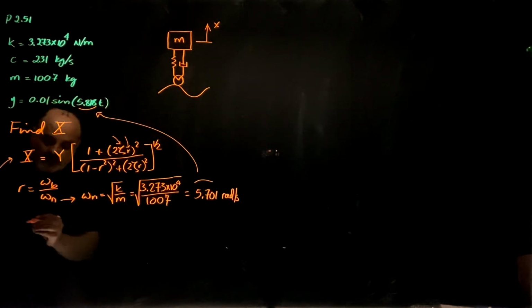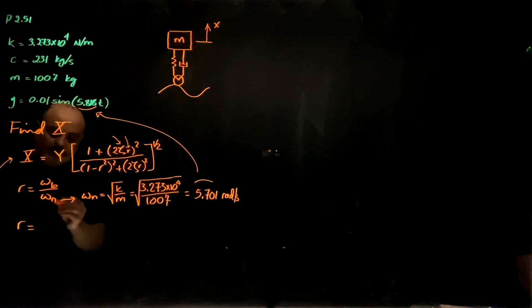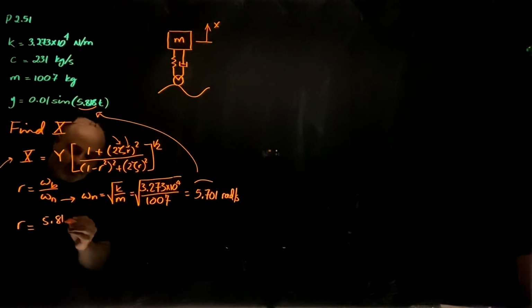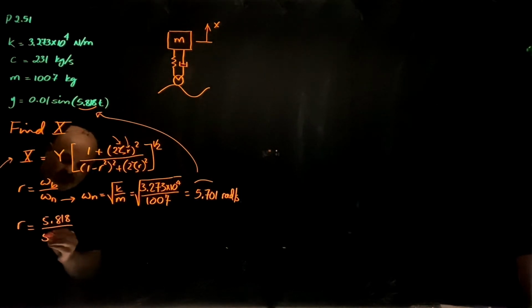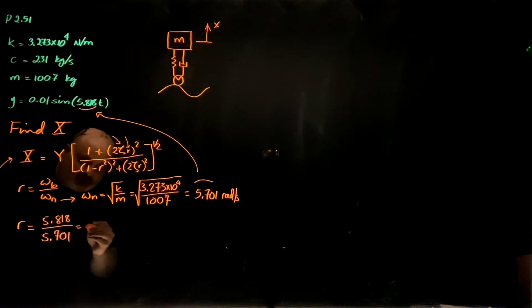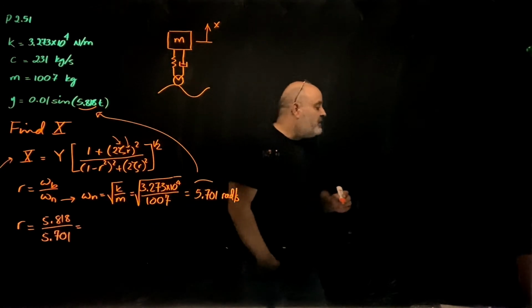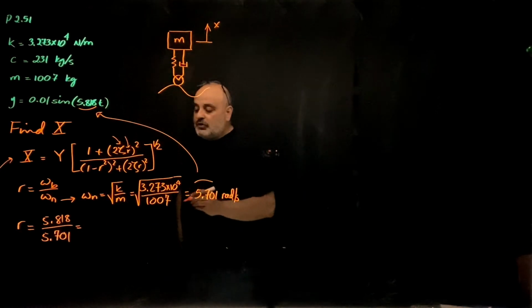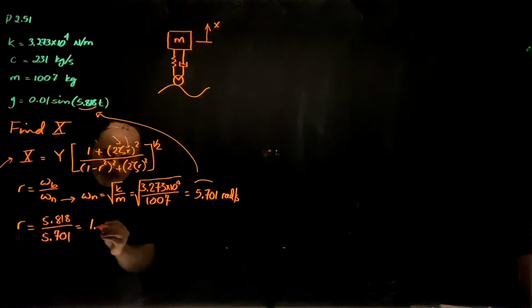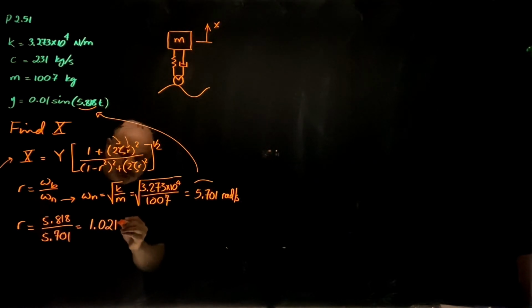Now r, I'm dividing omega b, which is 5.818, divided by 5.701 to get the frequency ratio. It will turn out to be 1.021 approximately.